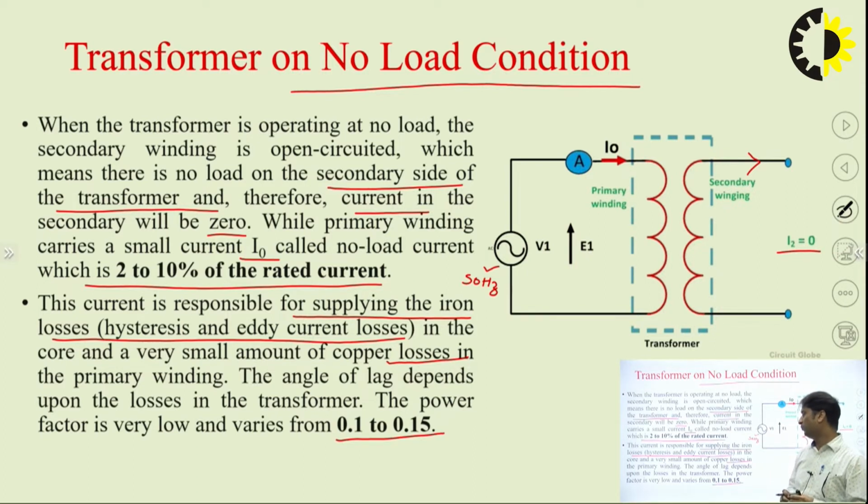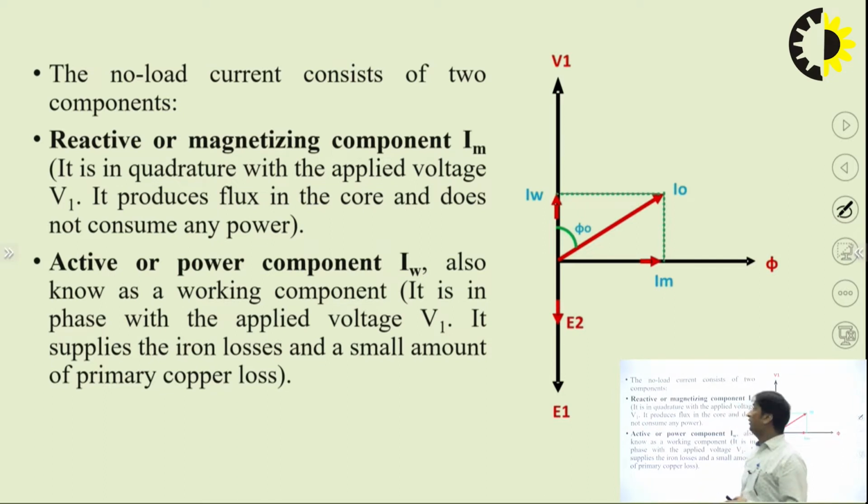The power factor is very low, almost from 0.1 to 0.15, because the angle is quite large, as the windings are almost inductive. For a purely inductive coil it would be almost 90 degrees, but it is not purely inductive. Now let us see the phasor diagram at no load condition.